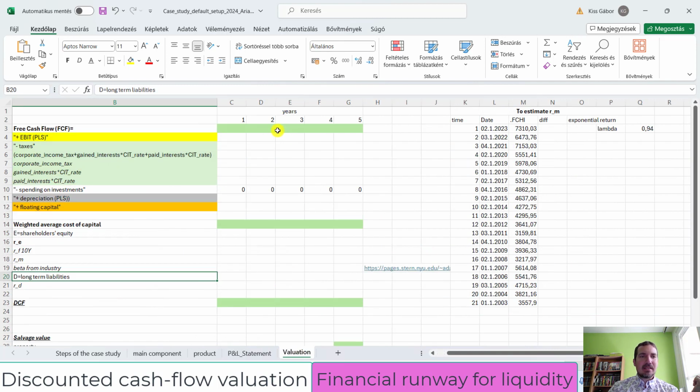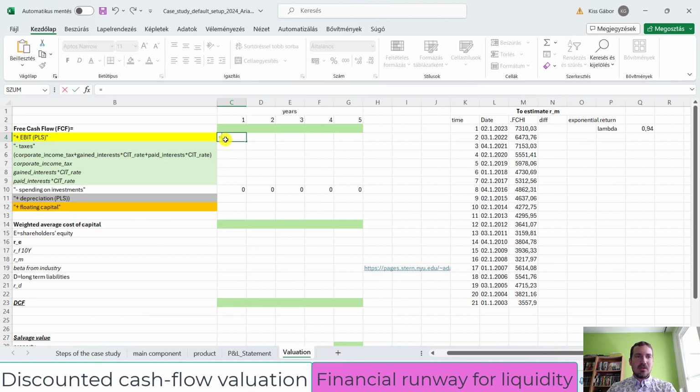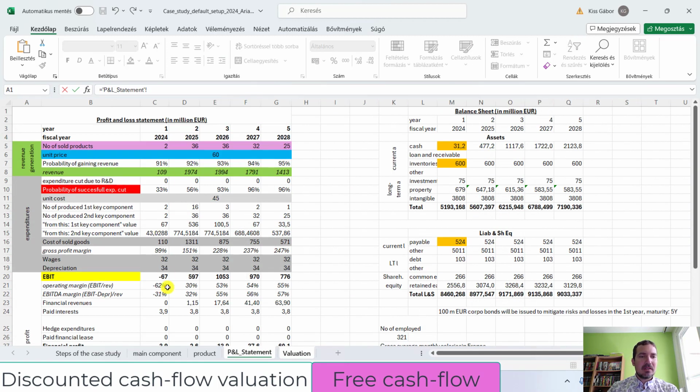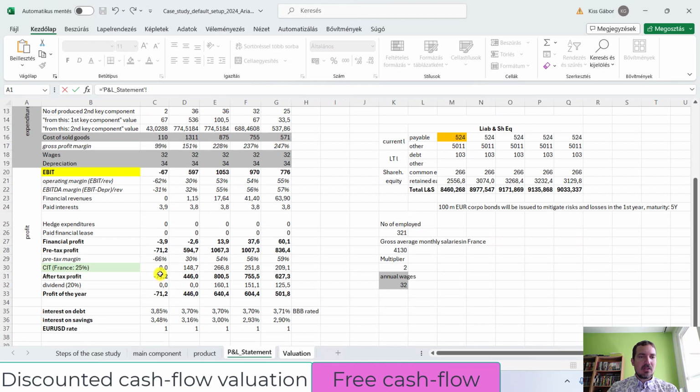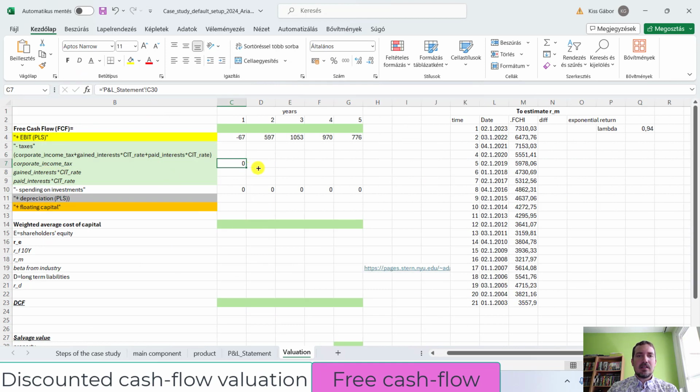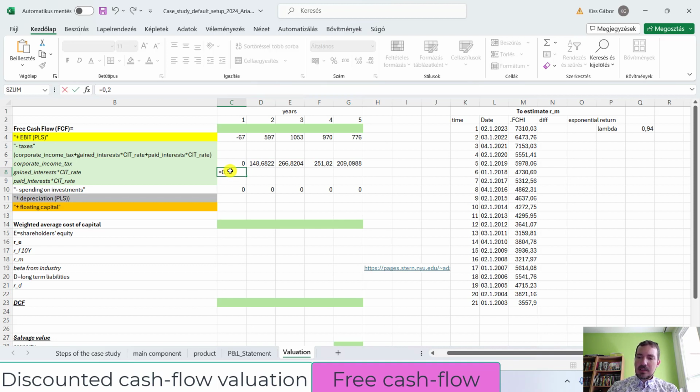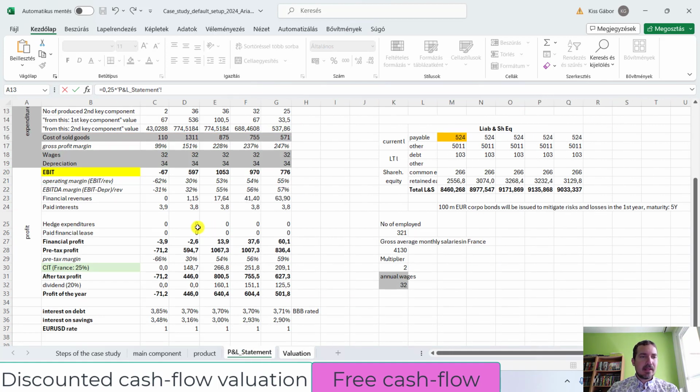Okay. So now let's put all the EBIT data. So let's refer EBIT here. Then taxes. So corporate income tax must be added, which lives here. Then, okay, corporate income tax rate 0.25 multiplying the gain interests. And financial revenues.